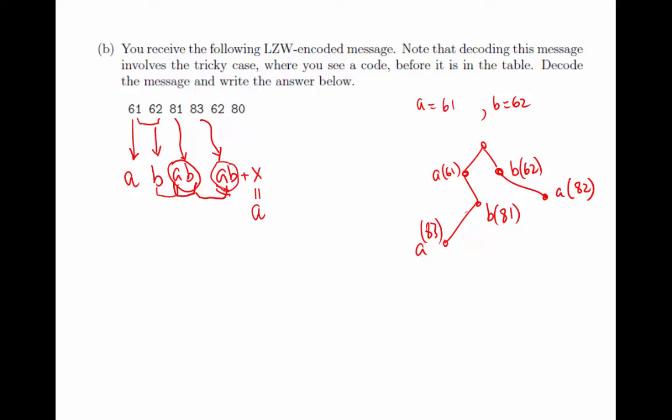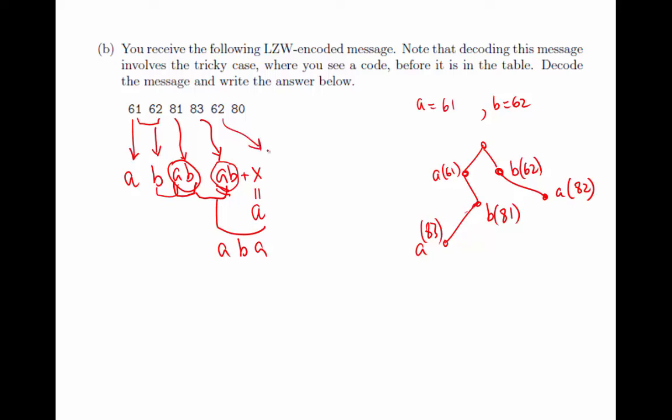So this is what you have to deal with when you have a tricky case where you get a code that is not in the table. So we took care of that, and so we know now this part is ABA. We also added ABA to the symbol table. That's good. ABA is in the symbol table now as 83.